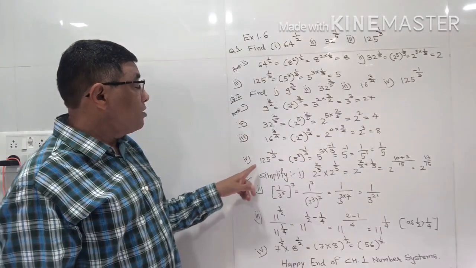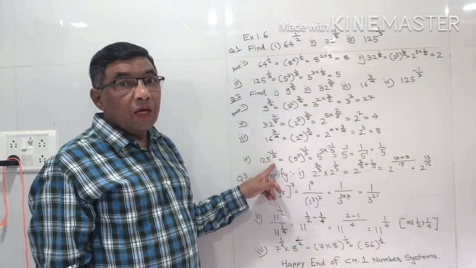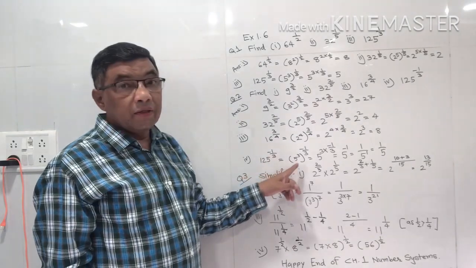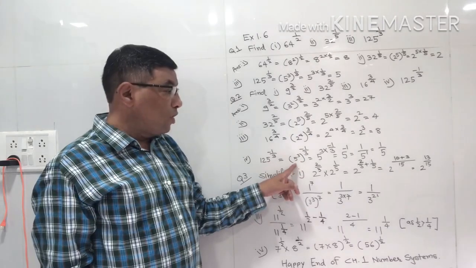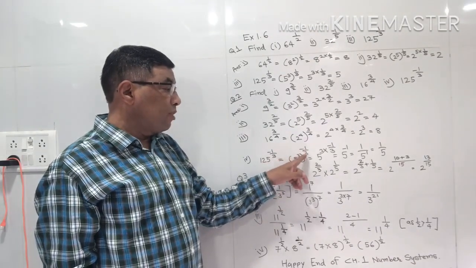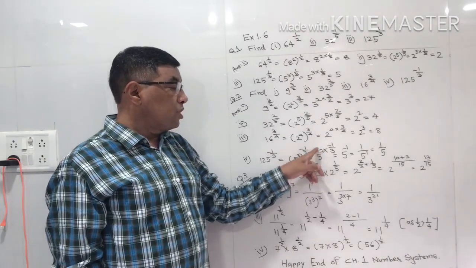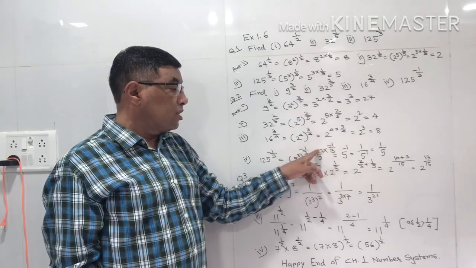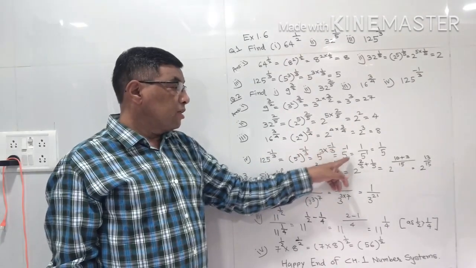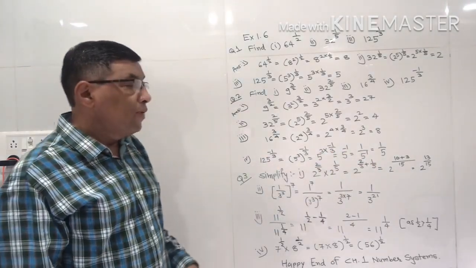The fourth one is 125 raised to minus 1 by 3. Now we try to write 125 as a 3rd power. So 5 raised to 3 is equal to 125, we know. So we write 5 raised to 3, and the whole raised to minus 1 by 3. Here 5 raised to 3 into minus 1 by 3, so the 3 gets cancelled. 5 raised to minus 1, and 5 raised to minus 1 is equal to 1 upon 5 raised to 1, which is equal to 1 upon 5.